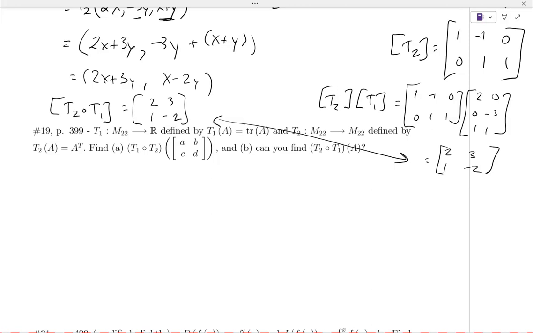So T1 again takes a matrix and gets out what? What kind of an object? A real number. Am I allowed to put real numbers into the second one? No. Okay. So I can't do T2 composed with T1. Okay. So I can't do the composition in the other order, because the spaces don't match up. Okay. All right, so let's see if we can do T1 composed with T2.